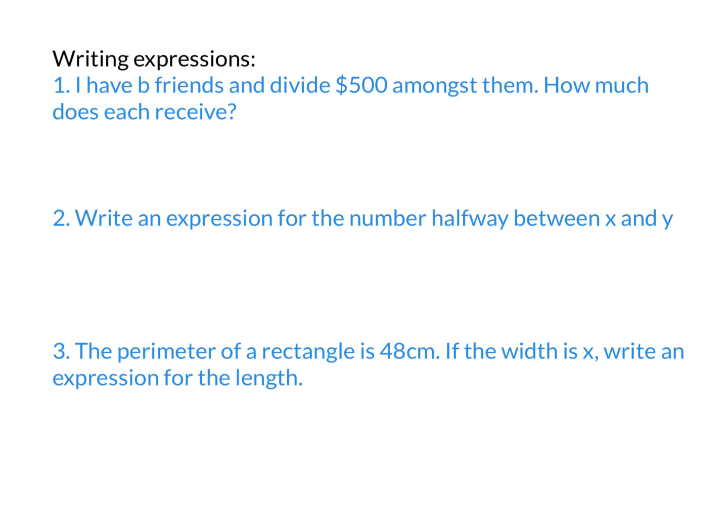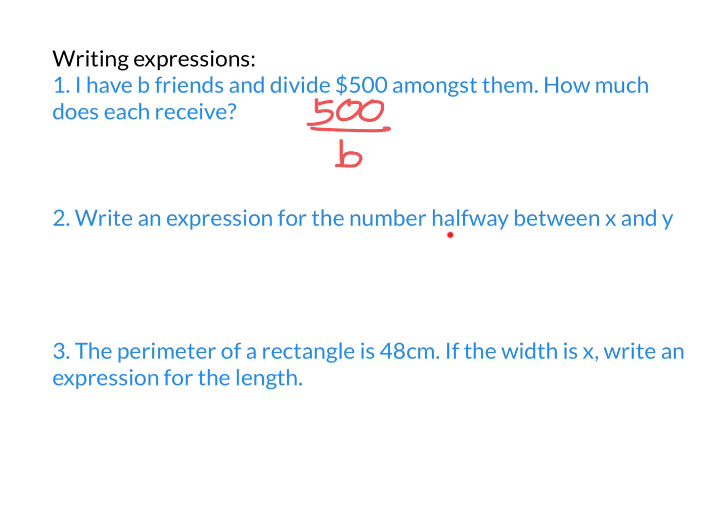Well, you know, if I had 10 friends, each would receive 500 divided by 10. If I had 20 friends, each person receives 500 divided by 20. If I had 100 friends, each person receives 500 divided by 100. And if I have B friends, then each person receives 500 divided by B. So B is standing in for an unknown number. We don't know what B is, but this is how you would figure out how much each person would receive. You just take 500 and divide by the number of friends.